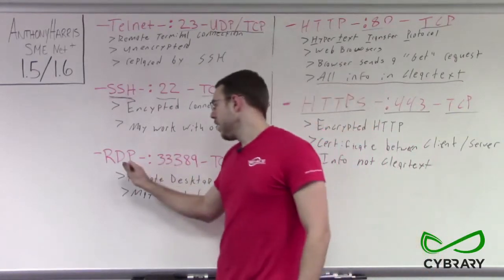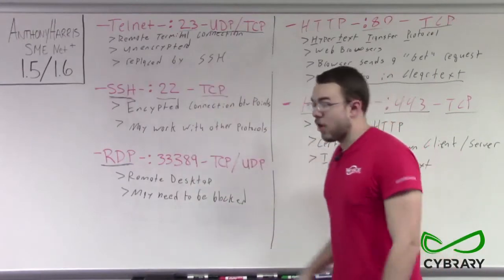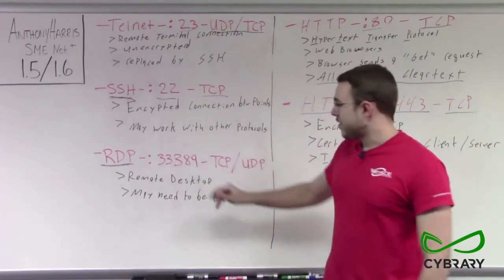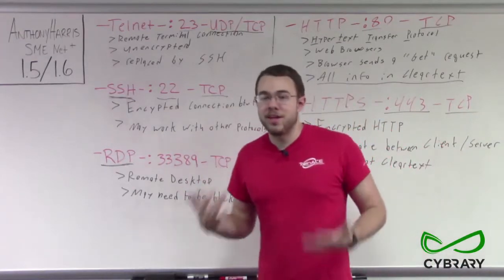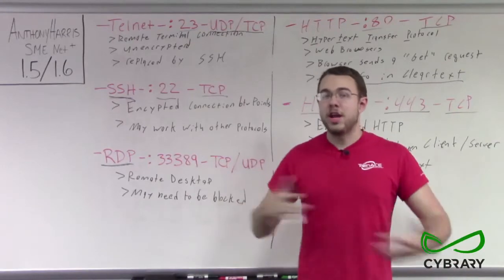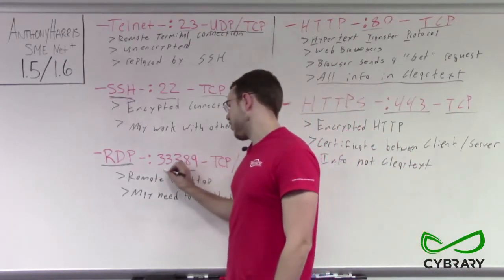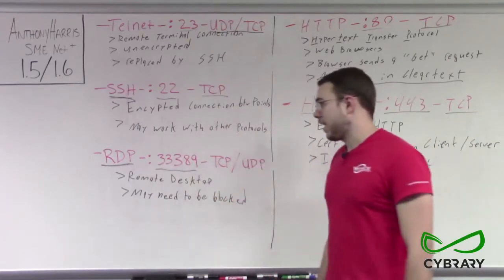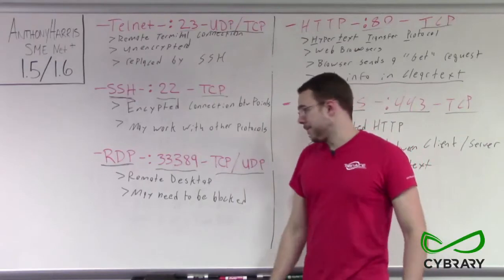And then lastly, for these remote protocols, we have RDP. RDP stands for remote desktop, and this is the port that the Microsoft Remote Desktop application is going to use by default to initiate a remote desktop connection. This is going to run over port 33389, and it's going to be TCP or UDP.